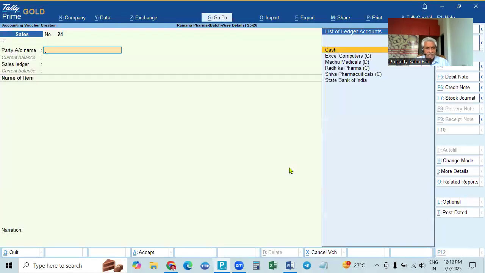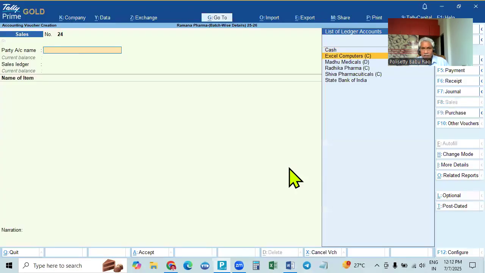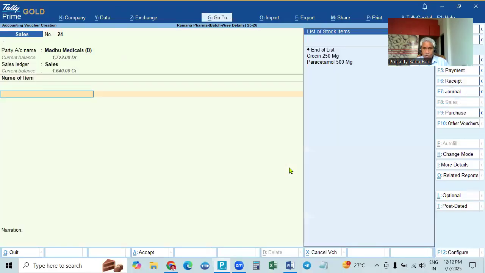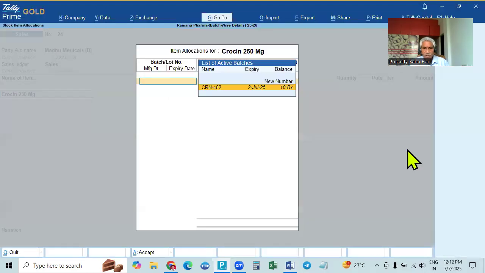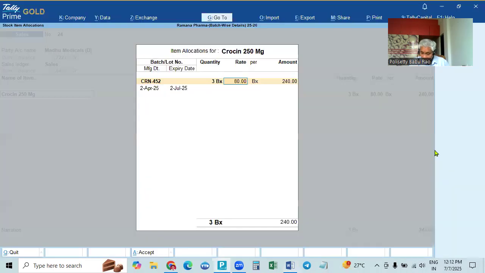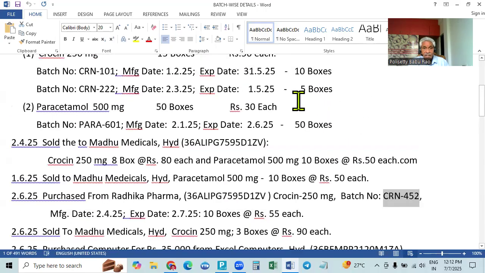So making sales on the same date, to the same Madhu Medicals. Only Crocin we are selling, only 3 boxes. This is the batch available. So we are selling 3 boxes. What is the rate? We sold for 90 rupees. Previously we sold for 80 rupees. Here we sold for 80 rupees.